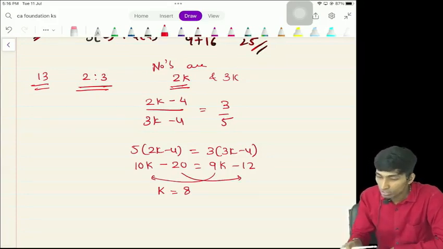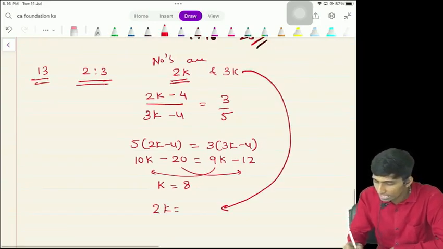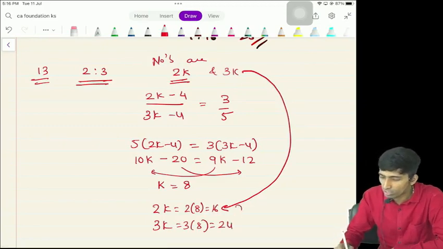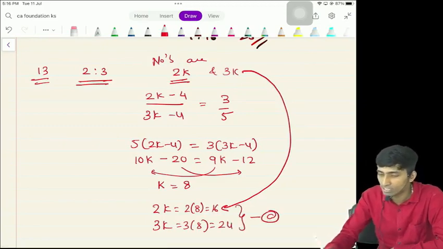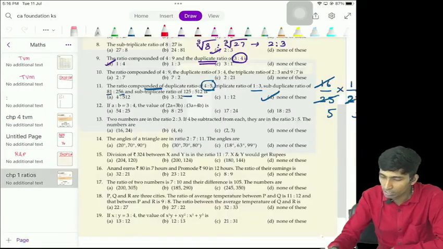What was my number? 2k and 3k. So 2k is equal to 2 into 8, how much? 16. And 3k means 3 into 8, how much? 24. The option is A. Listen, you can solve it like this, or in 1 minute. Later you can copy. 1 minute.